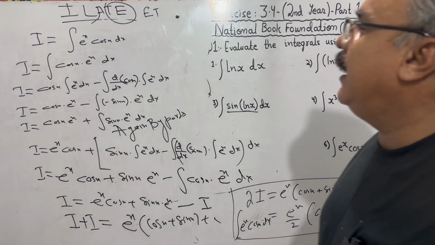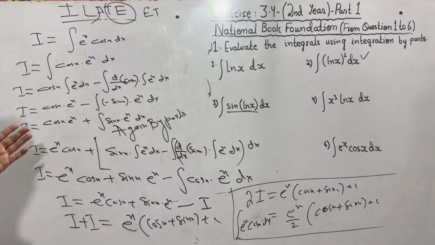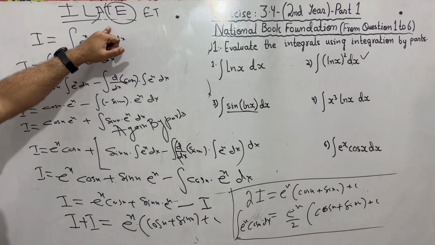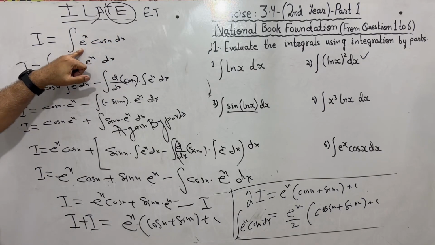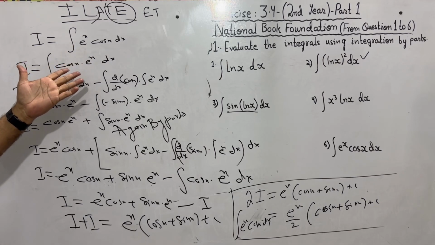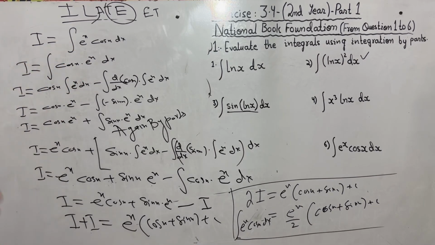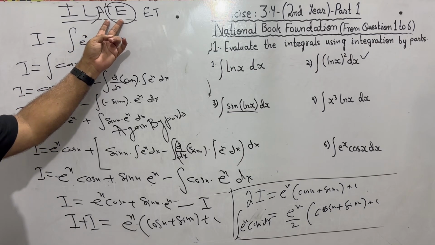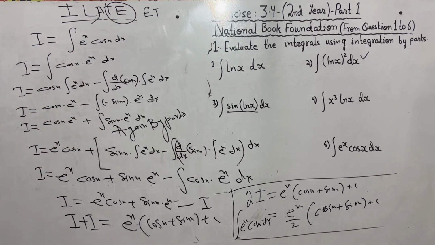In that, according to the ILATE rule, I have taken trigonometric first. I haven't given preference to exponential. If we do so, the sky is not going to fall. The result is still the same. They have the flexibility to be interchanged. Let's see how. Let me prove my claim here.